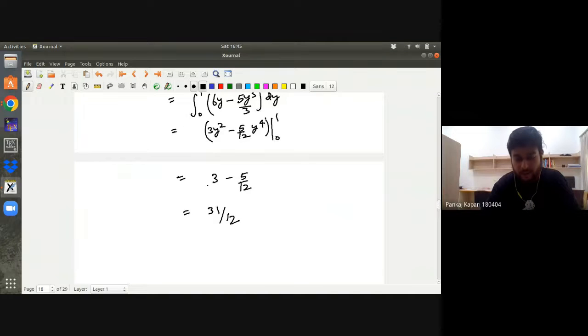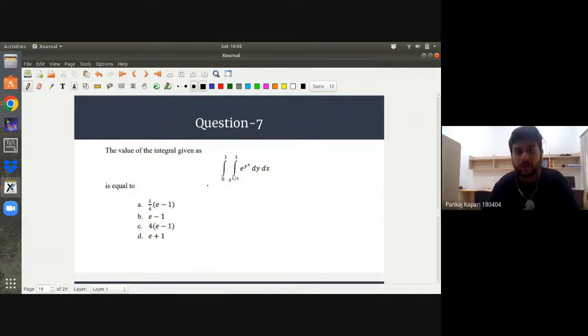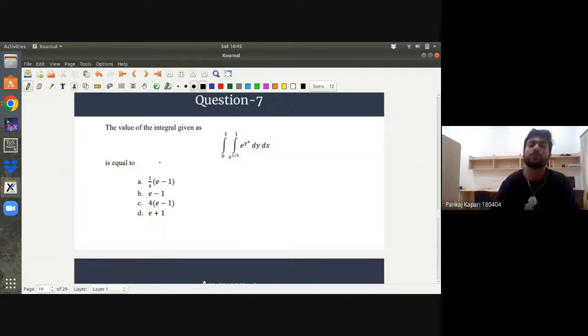So the next set of problems are based on these double integrals, or the applications of double integrals. Okay, so let's move to the next problem. We have to find the value of this given integral. Okay, so again, this is a double integral.